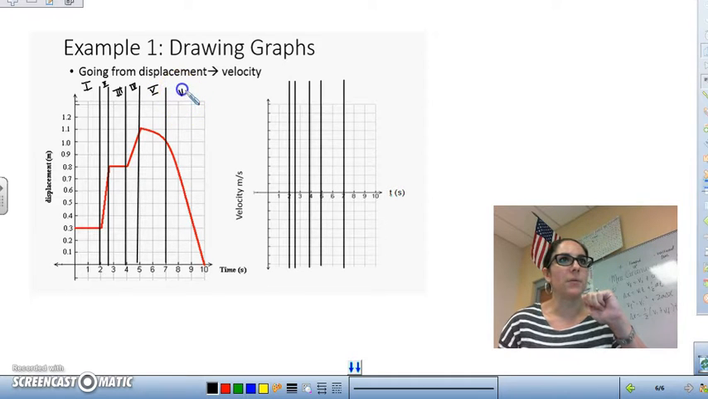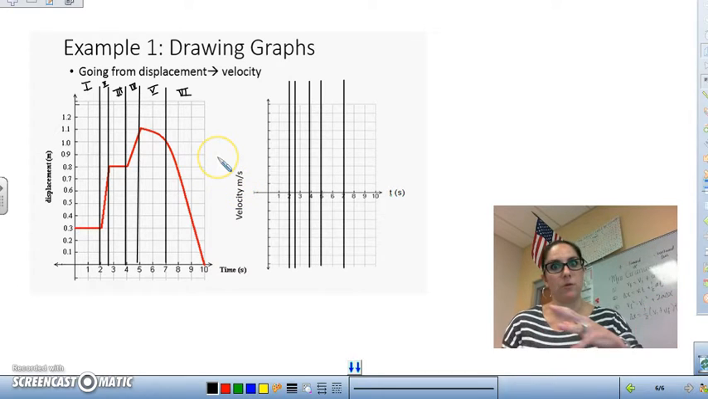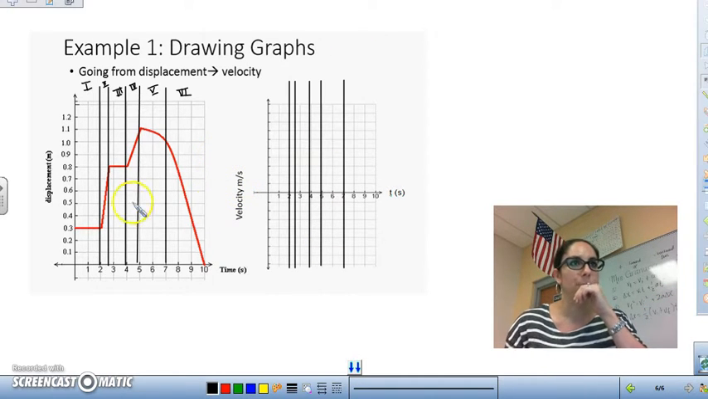In any kind of problem solving, it's always good to break things down because that's how you organize your information and see it more clearly. So right here, section 1, we have an object that maintains its position over 2 seconds. That's going to be a 0 velocity. I'm going to do it in a color we can see, like blue. So 0 velocity, right on that 0 mark line.